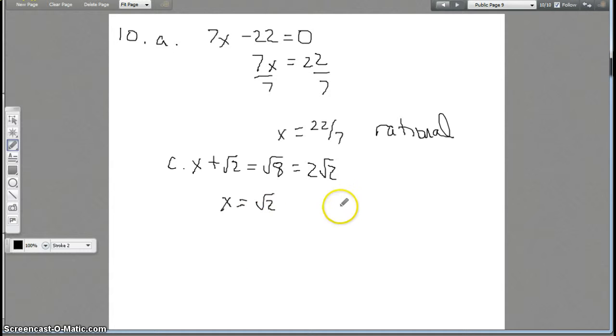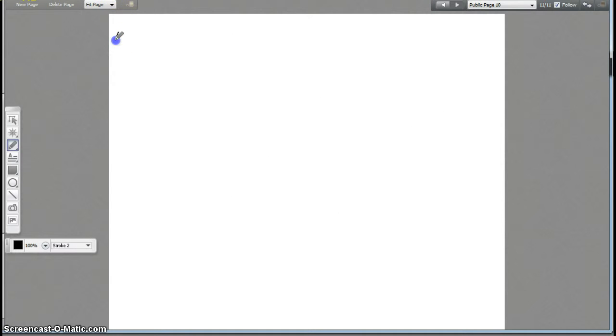So that is irrational because we can't actually take the square root of 2 and get an actual decimal that ends or that has a repeating value. So x is equal to square root 2. That is irrational. Okay, let's get a new page. Let's jump down and do part E.